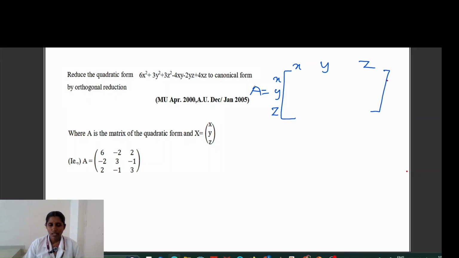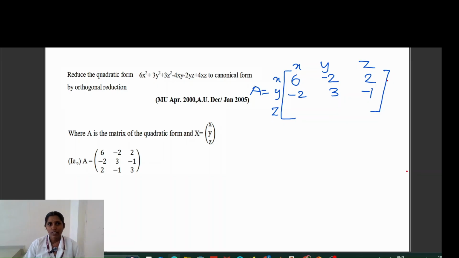In the first place, that is the A11 place, the coefficient of x square. What's the coefficient of x square? 6. Next, coefficient of xy divided by 2. Here, coefficient of xy is minus 4, divided by 2, minus 2. Next, coefficient of xz divided by 2, 4 by 2, 2. Coefficient of yx divided by 2, minus 2. Coefficient of y square, 3. Next, coefficient of yz divided by 2, so minus 2 divided by 2, minus 1.